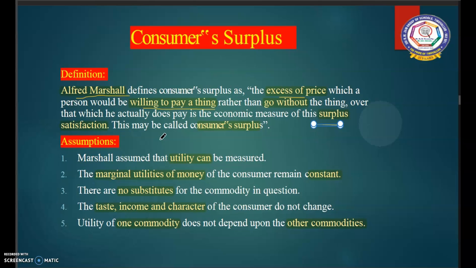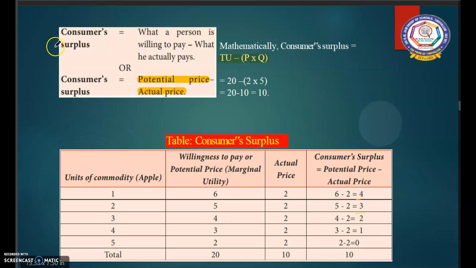Next, there are some assumptions for this theory. Marshall assumed that utility can be measured. The marginal utility of money of the consumer remains constant, and there are no substitutes. You are not going to compromise. Then taste, income and character of the consumer also do not change. Utility of one commodity does not depend on the other.